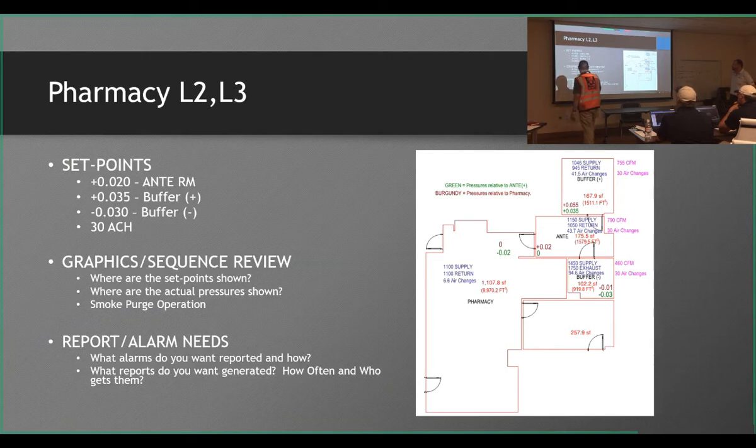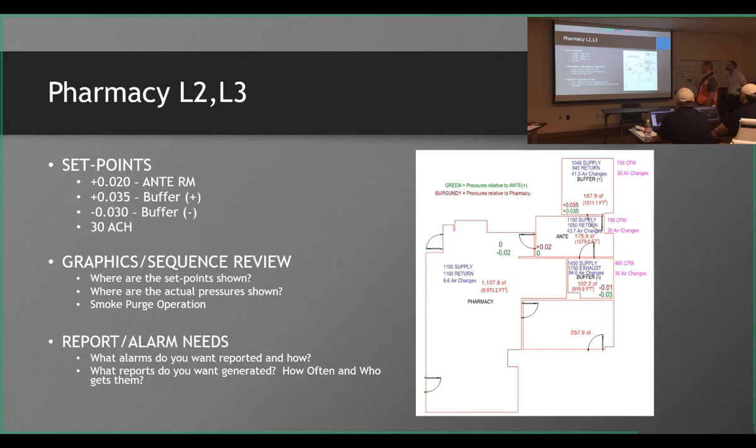So if you look at the monitors on the wall, these are what you should see. The set points basically are the ante room. There's a monitor right here on the wall before you go in. It should read 0.02 positive. So that is measuring the ante room relative to the pharmacy. It should be 0.02 positive.